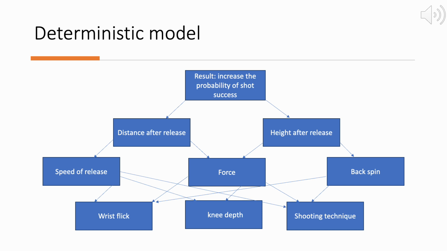A deterministic model was created in order to make the goal of the skill and its key components clear, with the goal being to increase the probability of success. Distance and height after release were identified as the key components that will have the most influence. The biomechanical principles involved to achieve these are speed of release, force, and backspin. The critical features that influence the biomechanical principles are shooting technique, knee depth, and wrist flick.